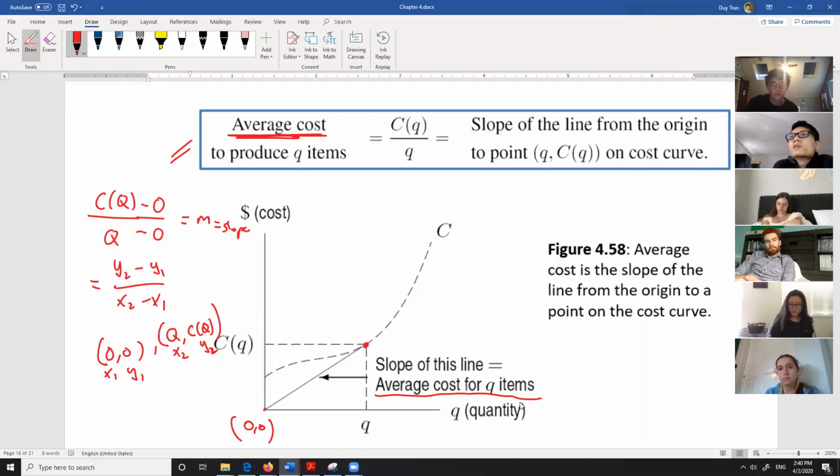Any question? So it's simple, right? The average cost is just the slope of the line from that point on the curve to the origin.